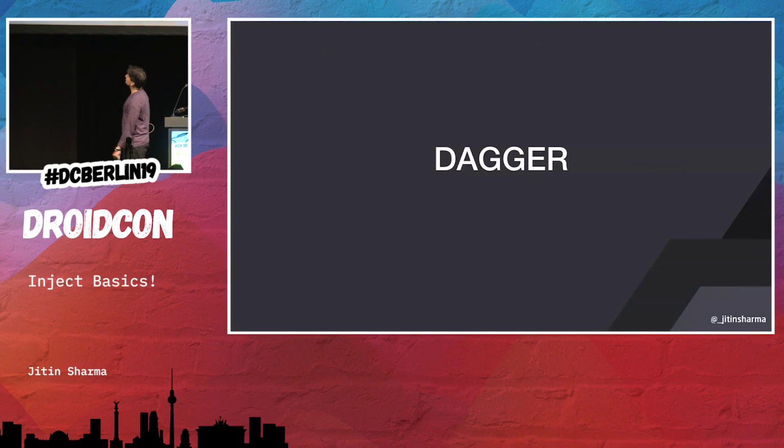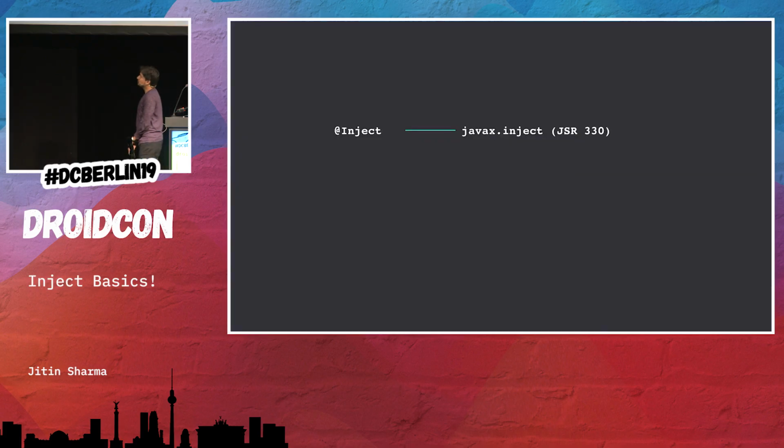Coming back to Dagger. Again, the exciting part. So what will Dagger do? Dagger is a framework for dependency injection, right? So let's start at the base. Dagger has something called @inject, which is an annotation.